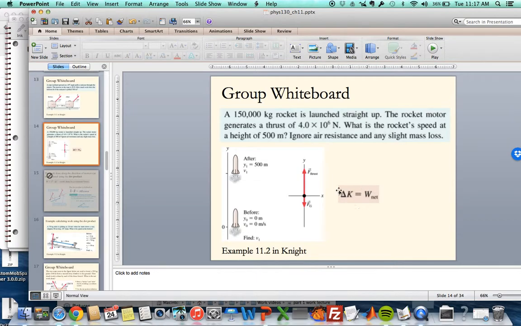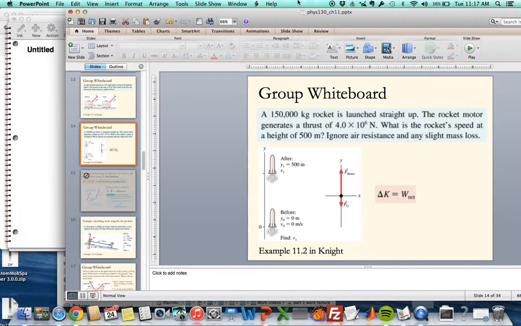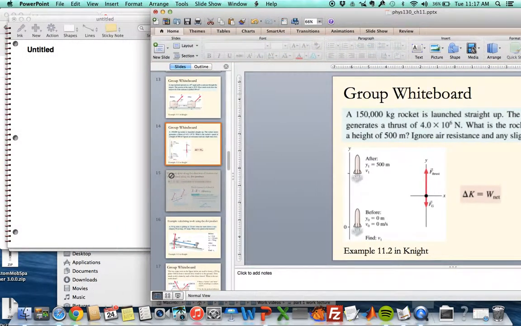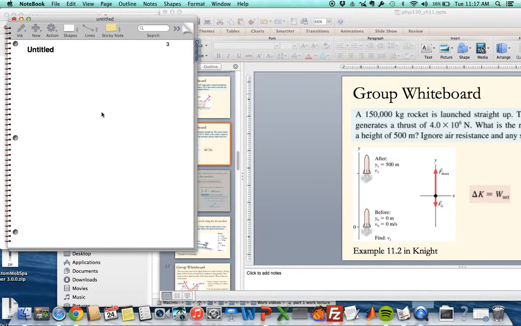The other thing to notice here is that my delta K is equal to the net work. And it's asking me about the rocket speed, so I know delta K is going to give me that information, because delta K is 1/2 mv squared. So in this problem, I'm first going to solve for work, and then I'm going to plug that into my change in kinetic energy to find my final velocity. So here, what I want to know is the work.